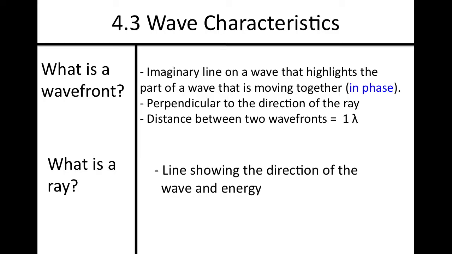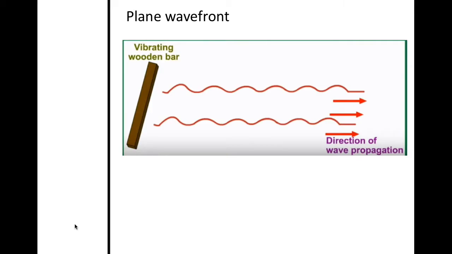Let me show you an example. There's a vibrating wooden bar, and this is consistently put into the water and out of the water, touching the water's surface at a consistent rate. This produces waves, and these disturbances are seen traveling from left to right. The direction of the energy is moving from left to right, and these lines over here are specifying the rays. It is the direction that the wave and the energy is traveling.